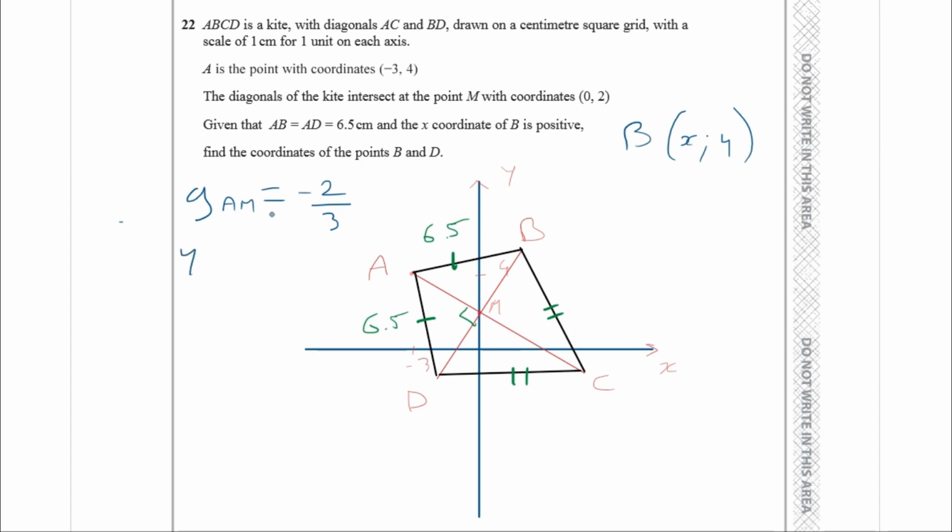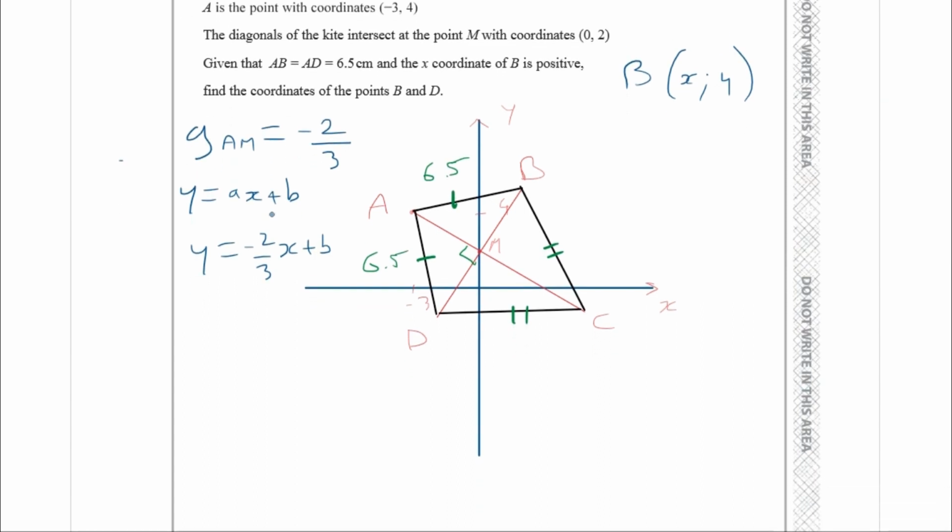Now the equation of AM, so y is equal to ax plus b, and a in this case is -2/3. So y equals -2/3 x plus b, and we are lucky enough that the b value is the y-intercept, and M is the y-intercept at (0, 2). So we could actually just plug that right in and say the equation of AM is y = -2/3 x + 2. So this is the equation of AM. It might come in handy, and we'll see what we can do with it.